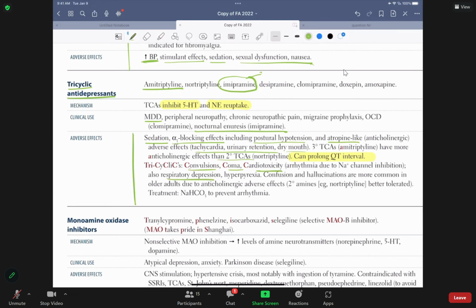You don't want to give a medication that causes respiratory depression to a bedwetting child. Okay, so confusion, hallucination, all of these can happen, folks. The treatment for overdose is sodium bicarbonate, which you can use to prevent arrhythmias. That's tricyclic antidepressants. Is that clear, folks? That's that.